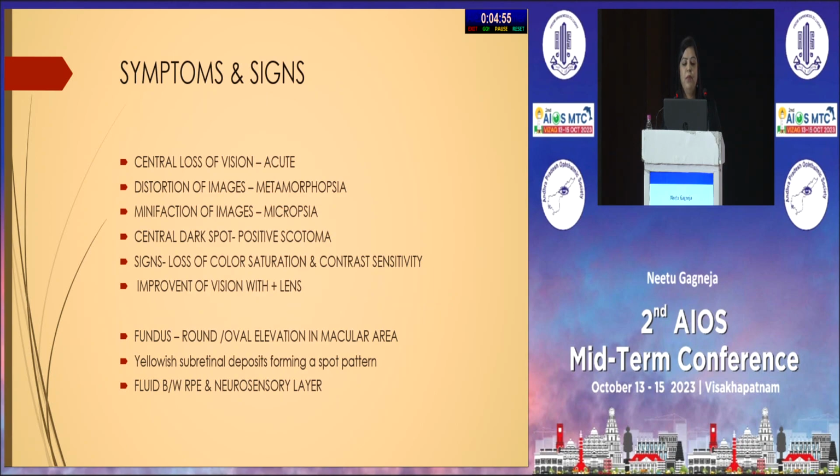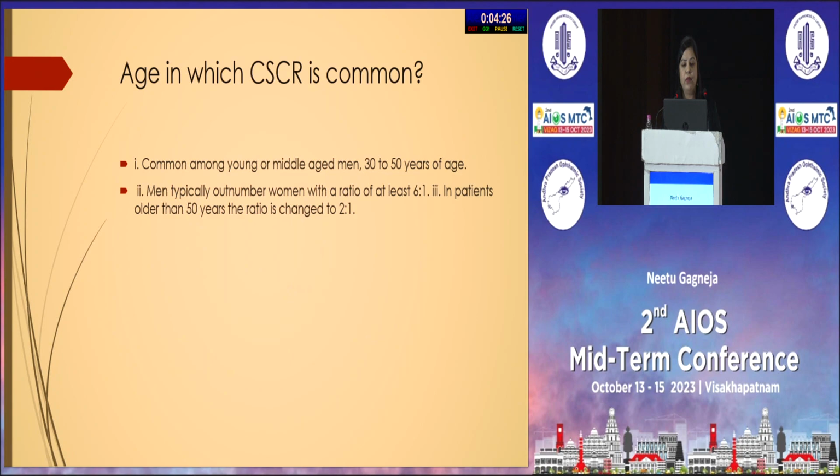The various symptoms and signs are acute central loss of vision, metamorphopsia, micropsia, positive scotomas, loss of color saturation and contrast sensitivity, and improvement of vision with plus lenses. In the fundus, what we'll see is a round or oval elevation in the macular area. There could be yellowish subretinal deposits forming a spot pattern, and fluid between the RPE and the neurosensory layer.